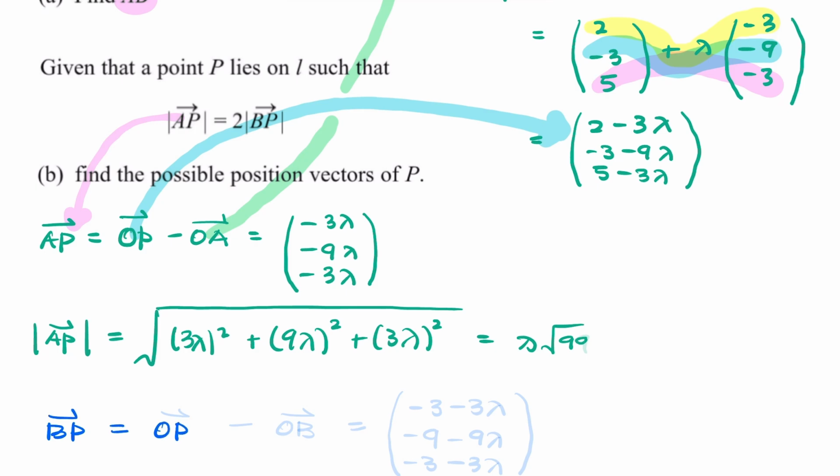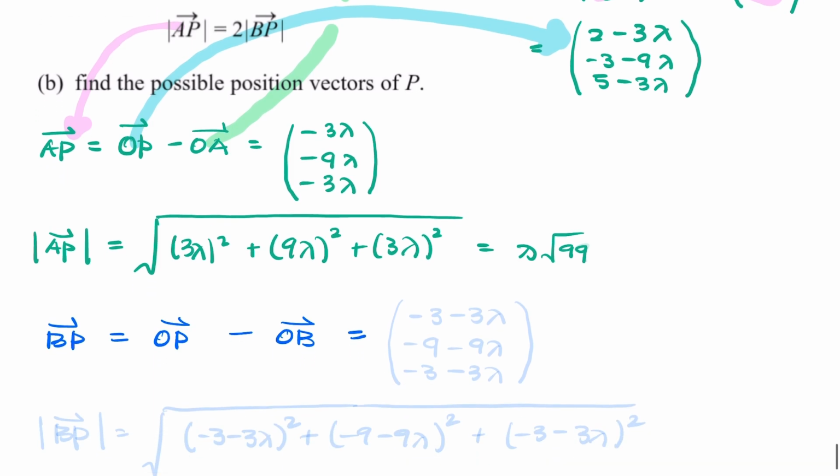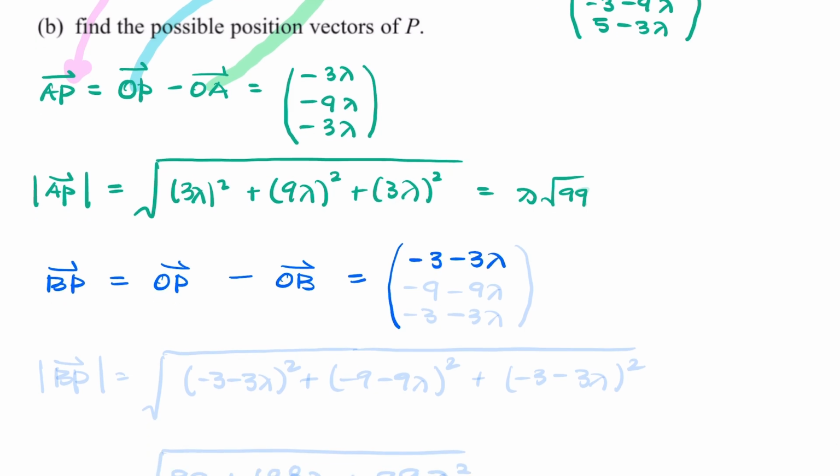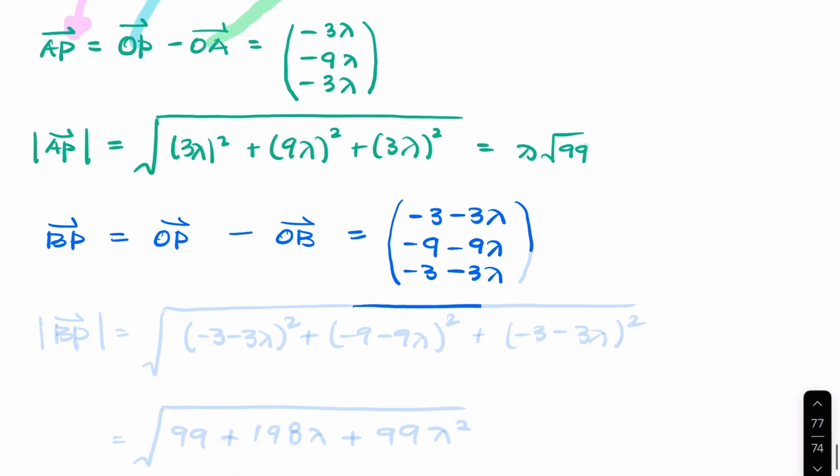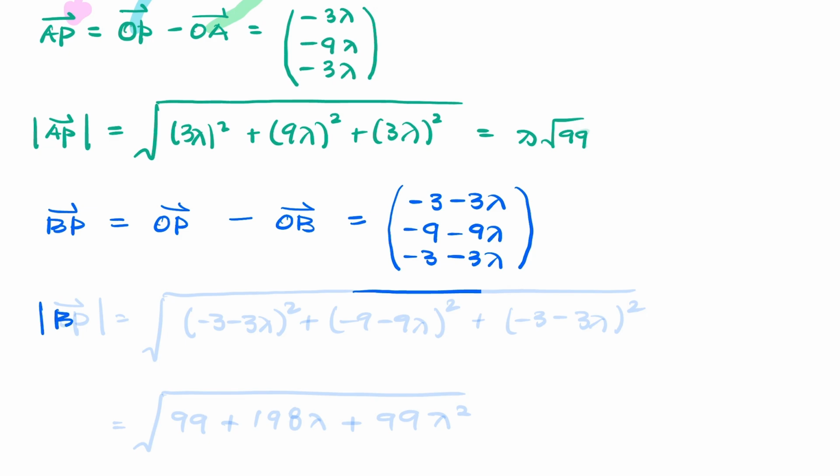Now we can find BP because that's mentioned in the question. So BP is OP minus OB. So again, we can do that directly by subtracting 2 minus 3 lambda minus 5. That gives me minus 3 lambda. Then -3 minus 9 lambda minus 6 gives me minus 9 lambda. And 5 minus 3 lambda minus 8 gives me negative 3 minus 3 lambda. And to find the magnitude of BP, that would be the square root of minus 3 lambda squared plus minus 9 lambda squared plus negative 3 minus 3 lambda squared.